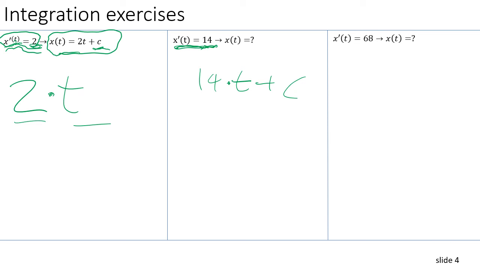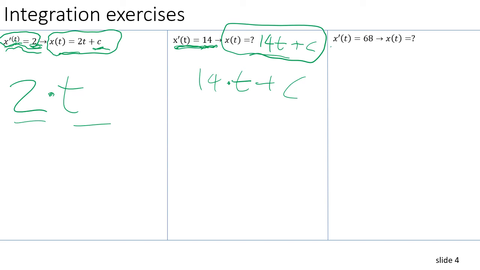We don't know the initial value and we cannot say what it is. We don't know if c is equal to 0 or not. So just in case c is a number that isn't 0, we have to add c. So our final answer is 14 times t plus c. This is our integral for this question.